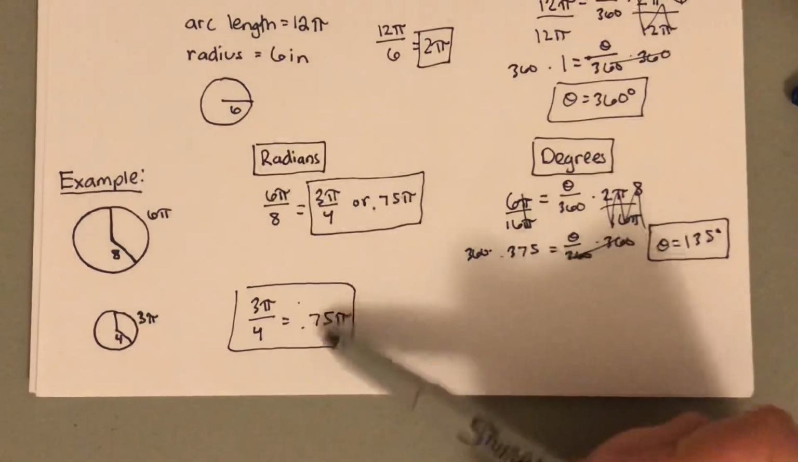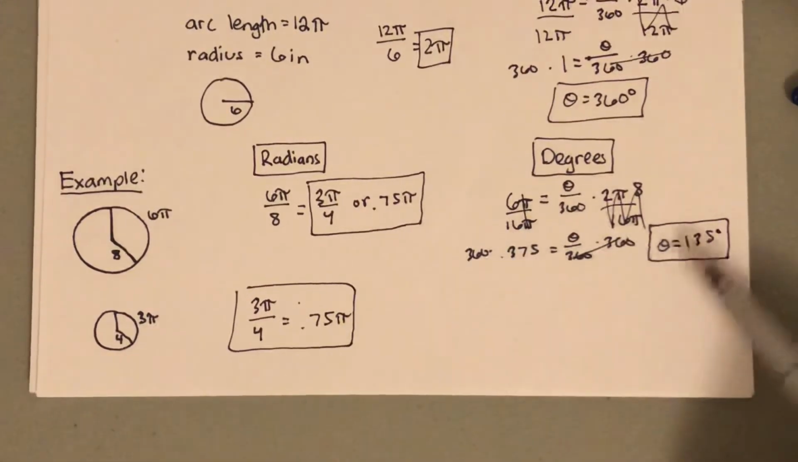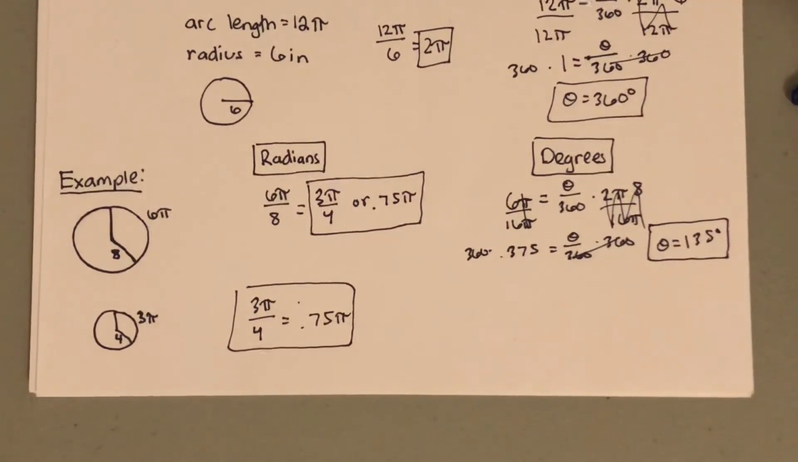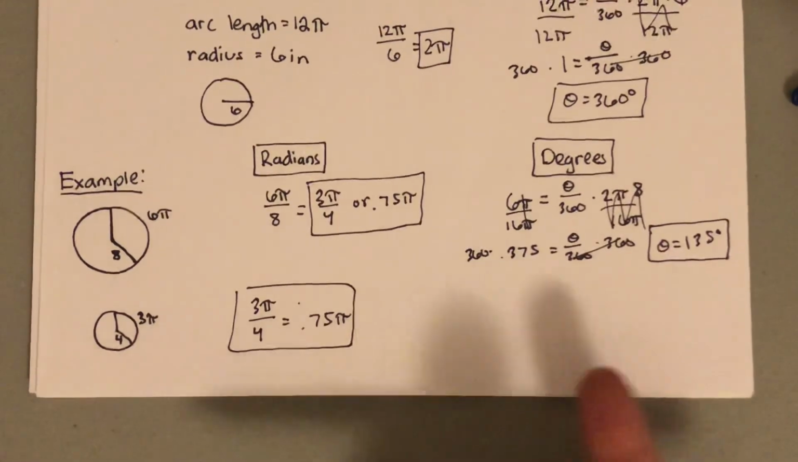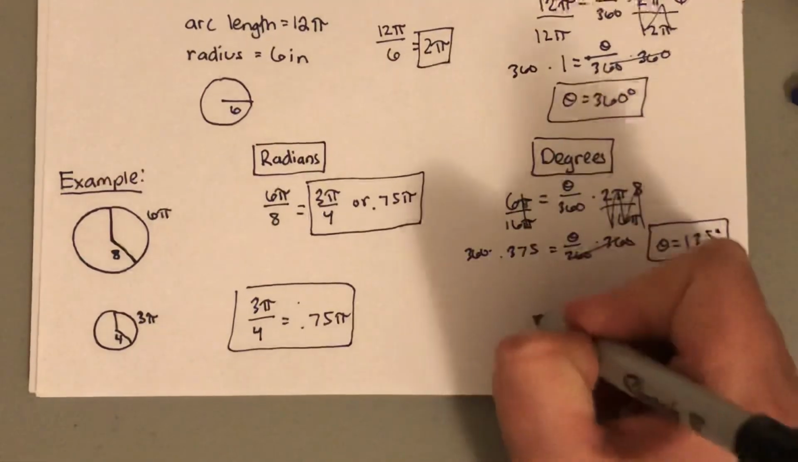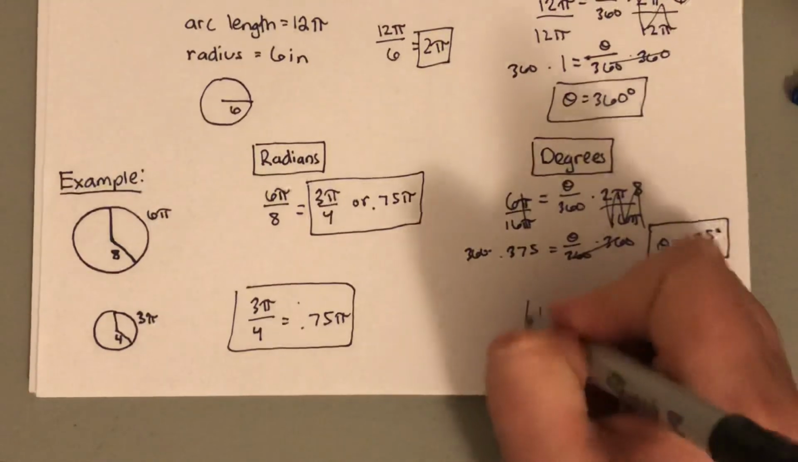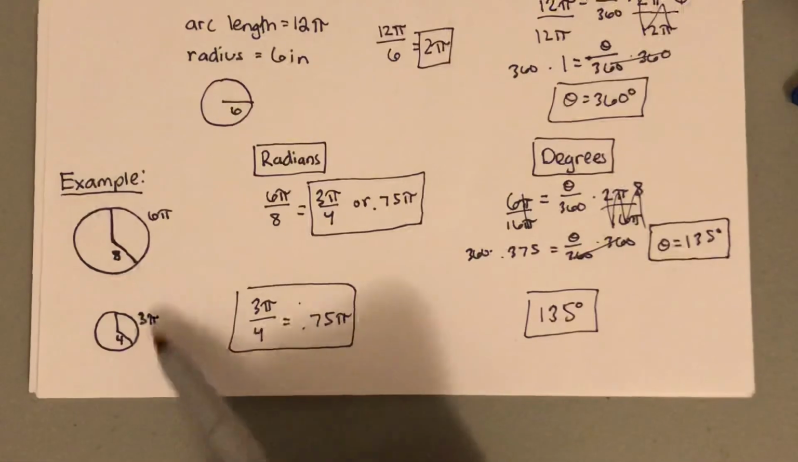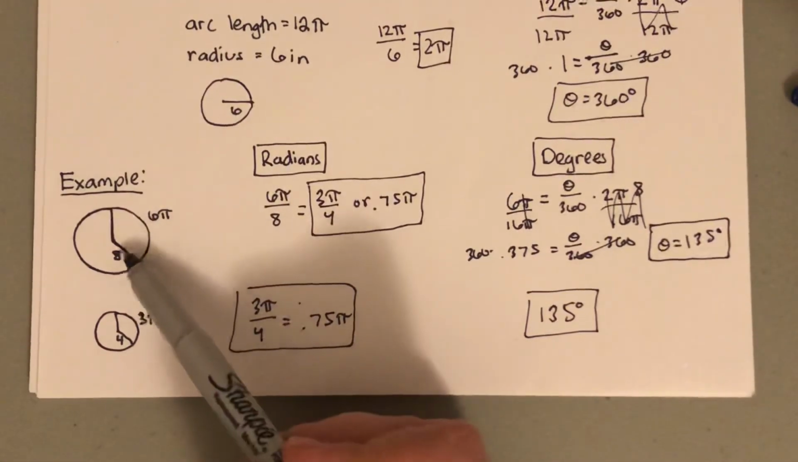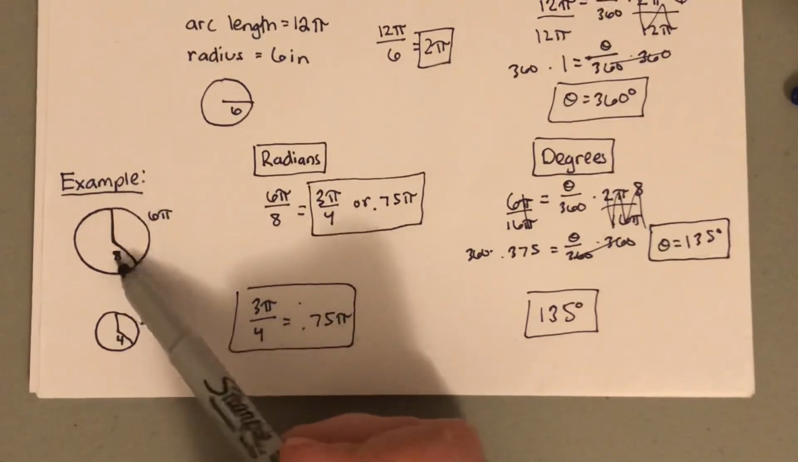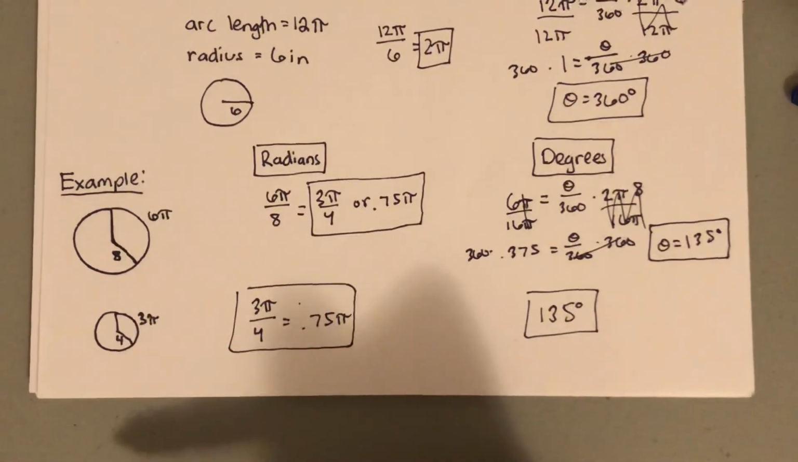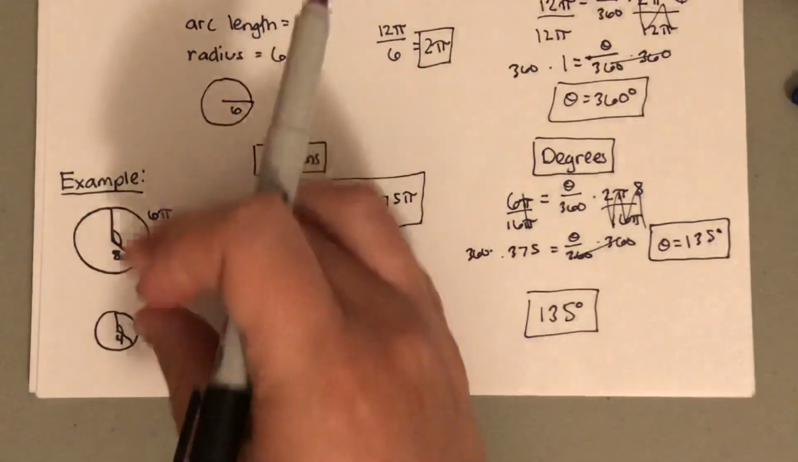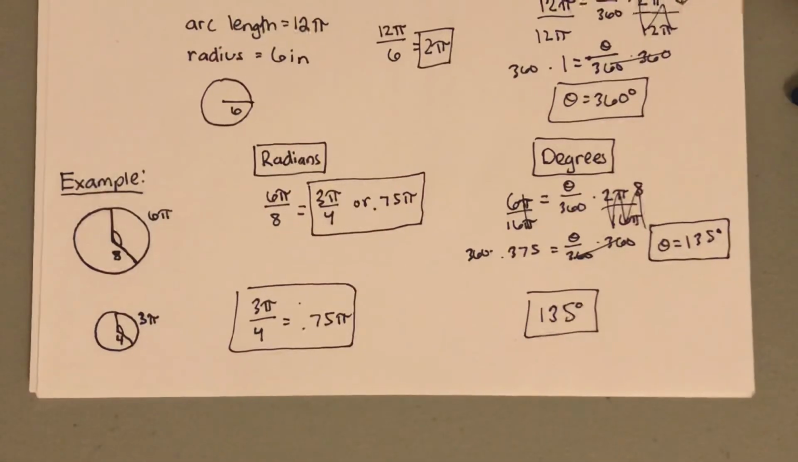So if it's the same in radians, we know it's also going to be the same in degrees because there's a 1-to-1 correlation between a radian measure and a degree measure. So we don't even have to do any work over here. We just know that it's also going to be 135 degrees. And that makes sense because these two circles have the same ratio of arc length to radius, which means this angle in here is going to be the same measure. It just goes out farther in the bigger circle.